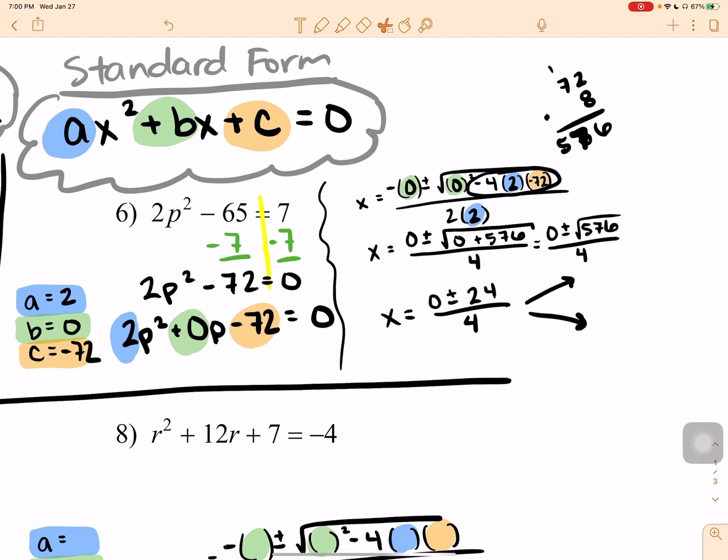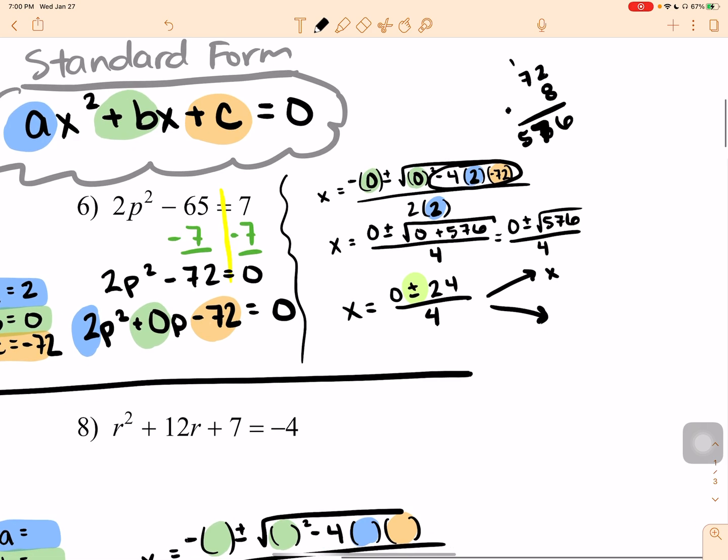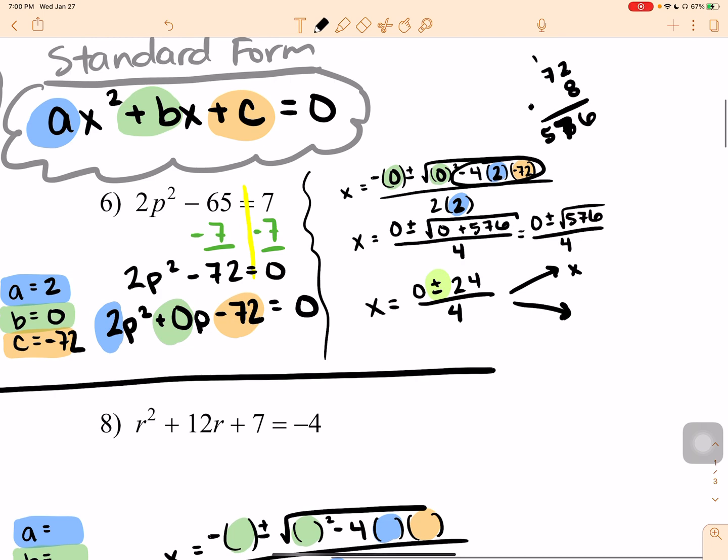All right, so we're going to split the plus and minus here. So we're going to have x, oh, I started to use x, it's really p, but it's okay, I won't dock you guys points on that type of stuff with variables. So x equals 0 plus 24 all over 4, and x equals 0 minus 24 all over 4.